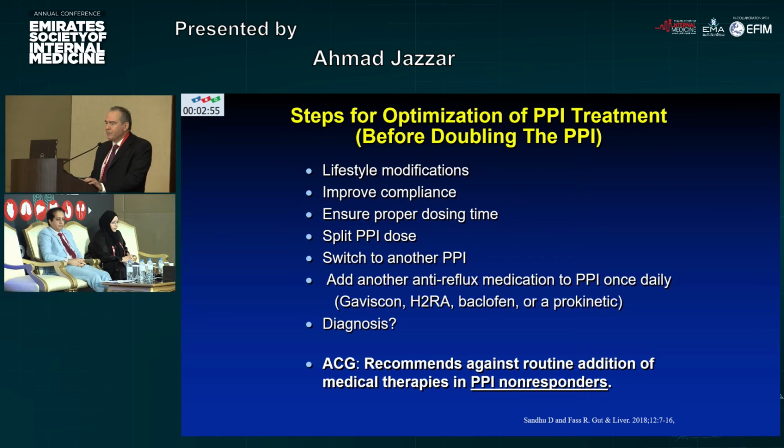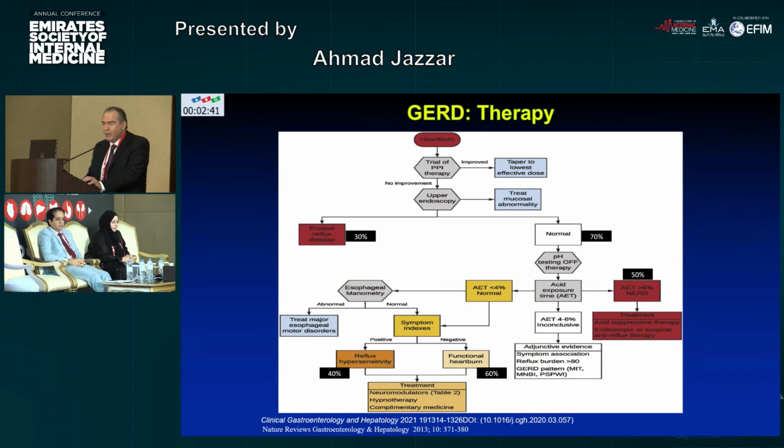Add another anti-reflux medication to PPI once daily, which can help improve patient symptoms. The ACG, though, recommends against routine addition of medical therapies in PPI non-responders. So from a therapeutic standpoint, we looked at where a patient has heartburn. We tried the PPI therapy, the patient improved, then we want to taper to the lowest possible dose. If there's no improvement or recurrence of symptoms, we go for upper endoscopy.